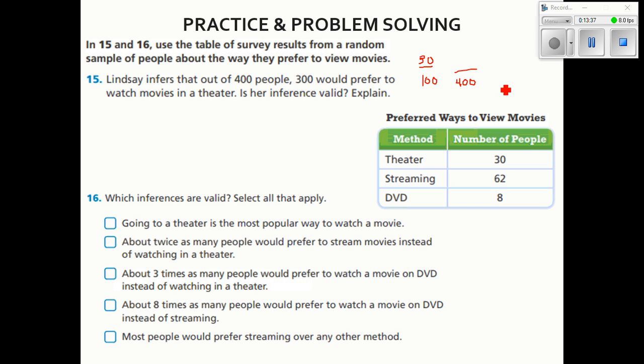Well, 3 times 4 is 12. And then we got 3 zeros there. And that has to equal 100 times x. Well, this is pretty easy because we'll divide 100 away from x. Whatever I divide from one side, I divide from the other. And I know I can just start crossing out my zeros here, and that's going to give me 120. So she infers that 300 people would prefer to watch movies in a theater. Is her inference correct?